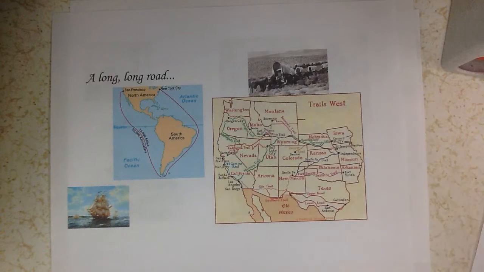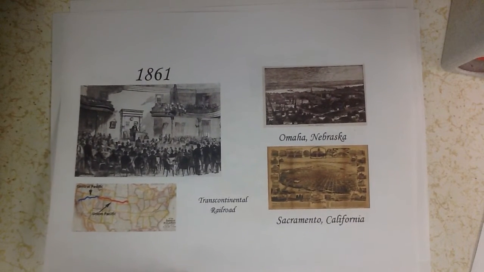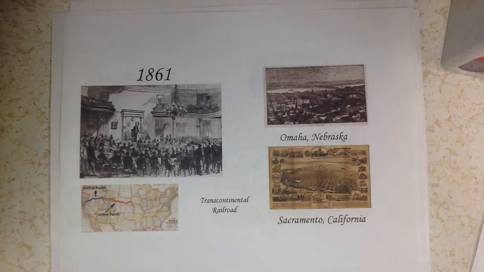Finally, in 1861, Congress did something about it. Congress passed a bill that would allow for the creation of a transcontinental railroad. It was decided that one railroad would start in Omaha, Nebraska, and head west, and the other railroad would start in Sacramento, California, and head east, and then they would meet somewhere up in the middle.